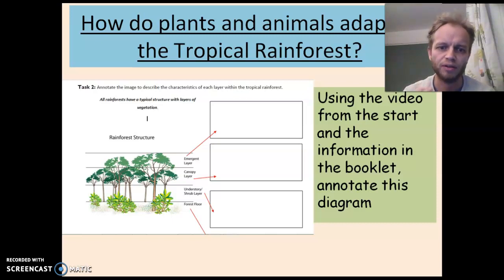Why is it that trees are trying to get much taller? Why is it that there might be more animals in the canopy layer, and so on? So really have a think about some detailed annotations in your booklet. The video itself earlier is really fantastic for that, so try to get some notes from that. So pause this video and complete your task there.